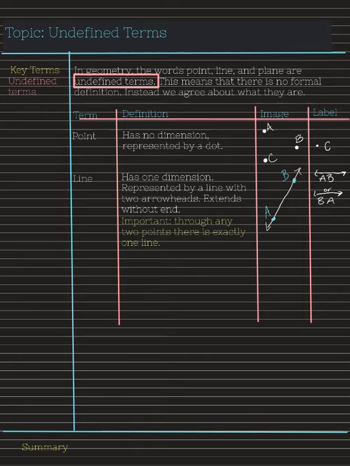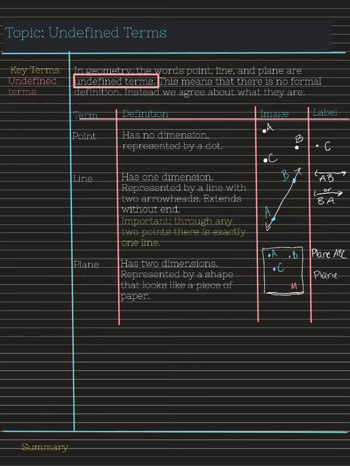Let's discuss planes. A plane has 2 dimensions, and it's represented by a shape that looks like a piece of paper. So you can see over here under the image column that I have a piece of paper, like a rectangle, and it has the points A, B, and C on it, as well as a capital letter M with no point next to it. And that's because we can label a plane 2 different ways. We can label a plane using the points A, B, and C. So you need to use 3 points to name a plane, not just 2. Or you can use the 1 capital letter with no point next to it.